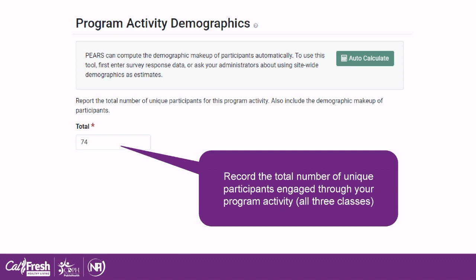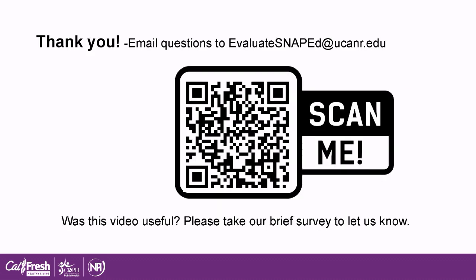The Program Demographic field is relatively straightforward in this case. Here you will record the total number of unique participants engaged through your program activity. Since we combined all 3 classes together, we have a total of 74 participants, just like in the last slide.